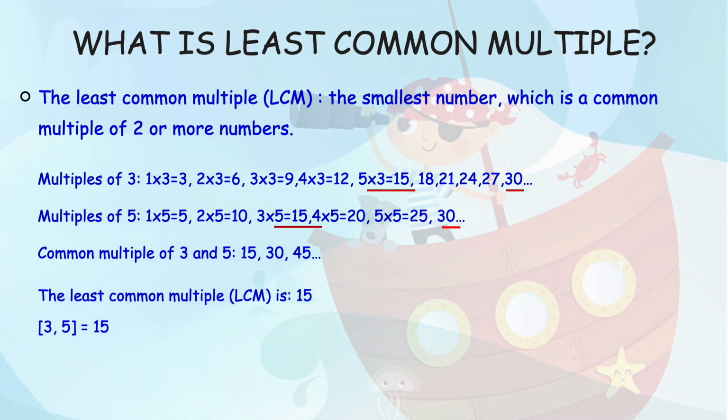How do we write the least common multiple in a mathematical way? We can use square brackets. [3, 5] is equal to 15.